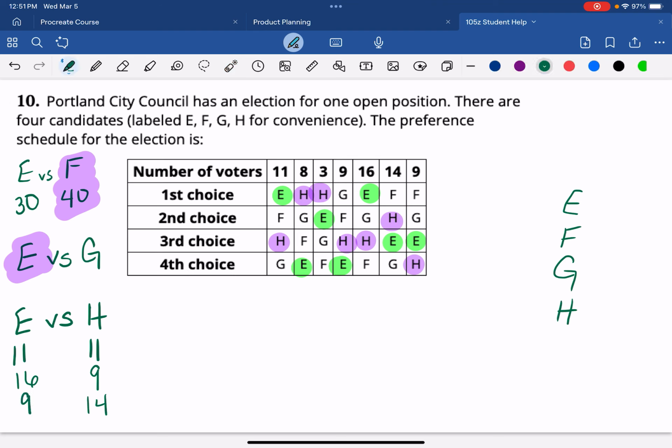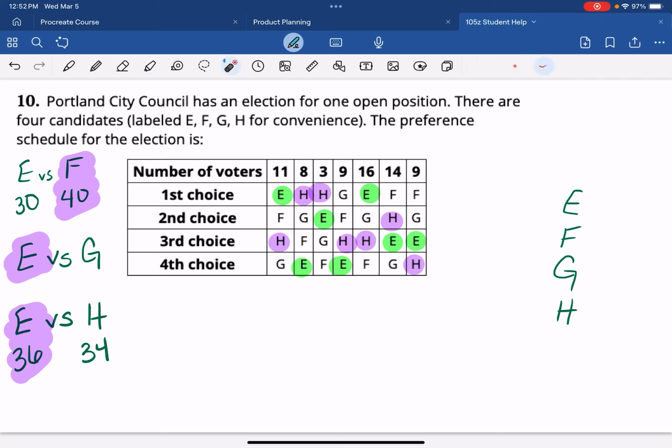So if I add those up, 11, 16, and 9, I get 36 voters prefer H, and then 11, 9, and 14. It's a close one at 34, but E wins those votes.